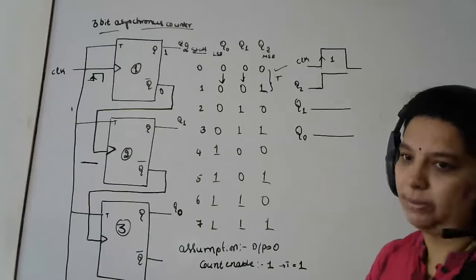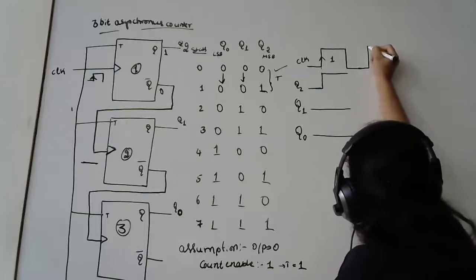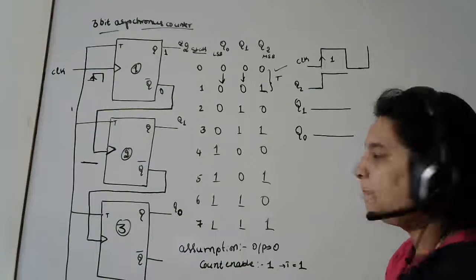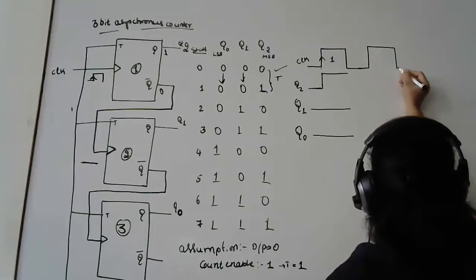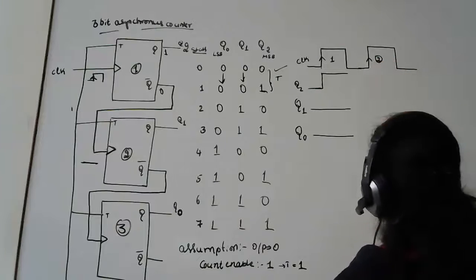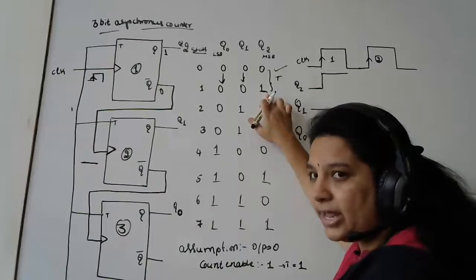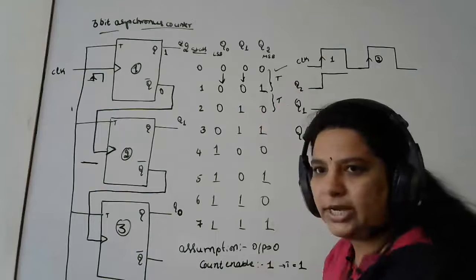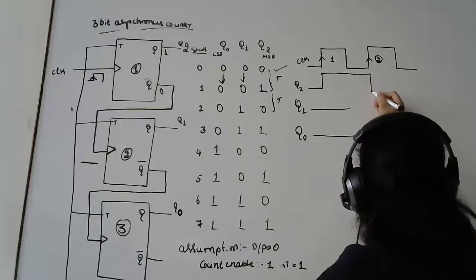Now let us see what happens. Again, I'll apply one more clock. When I apply the second clock, again during its positive edge, what happens to Q2? Q2 was in a one state, so toggling will make it go to the zero state, correct? So Q2 goes to the zero state.